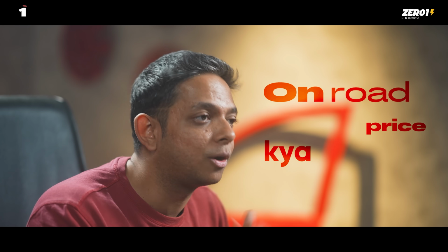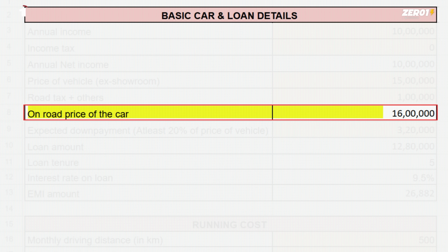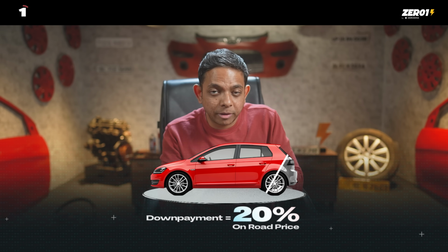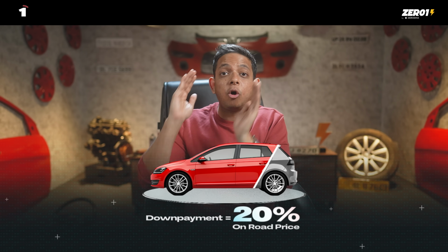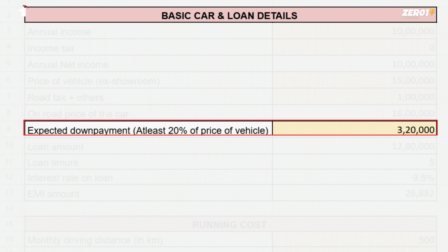Call up your car dealership, ask them what the on-road price will be, get that breakup and include it and put it in this Excel sheet. So we have road tax and others. If you're getting accessories or other things, please add all those costs. Then we have the expected down payment. Generally, the expected down payment is 20% of your total on-road cost, which in this case, adding these two up, is roughly 3.2 lakhs.